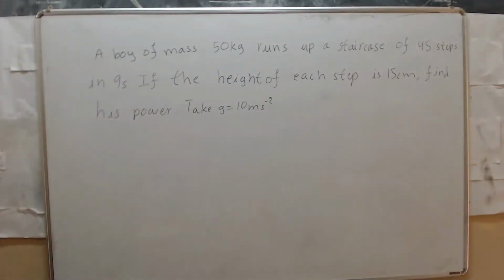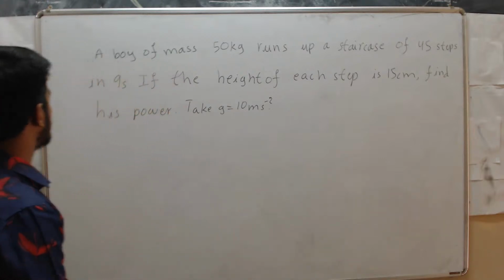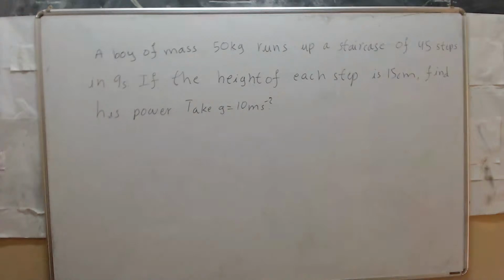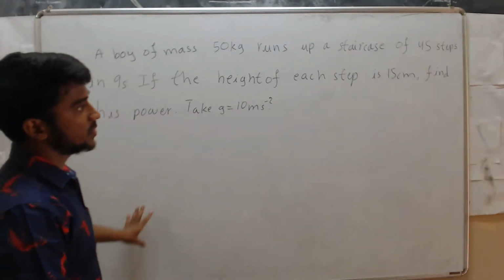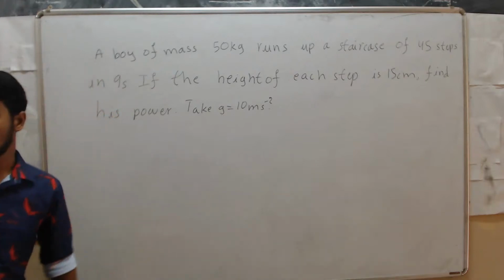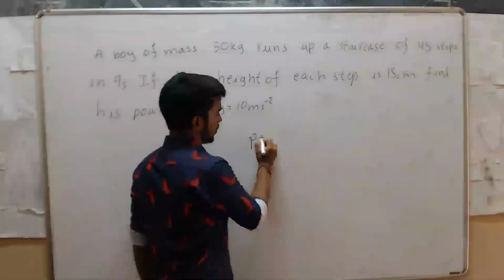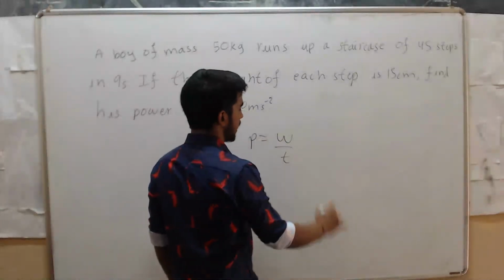See here, a boy of mass 50 kg runs up a staircase of 45 steps in 9 seconds. If the height of each step is 15 centimeter, find his power. Take g equals 10 meter per second square. Here also we need power. We know the formula: power equals work done divided by time.